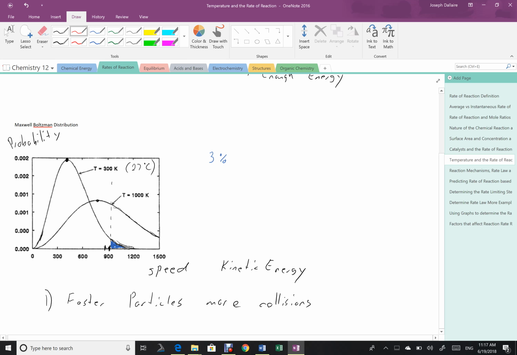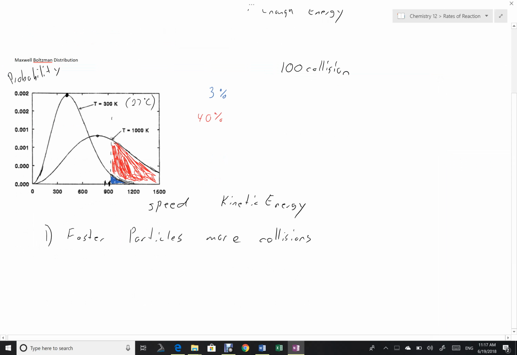Alternatively, if we were able to take this substance and heat it up to 1,000 degrees, then all of these particles would have enough energy to engage in that chemical reaction. This is something more like 40% of our overall particles. That means not only are we having more collisions, but if we had 100 collisions, at the low temperature, approximately 3 of them would be successful. And at the higher temperature, approximately 40 of them would be successful.